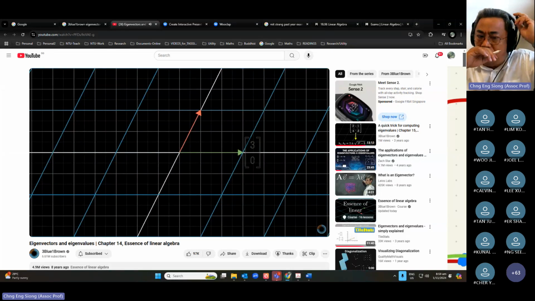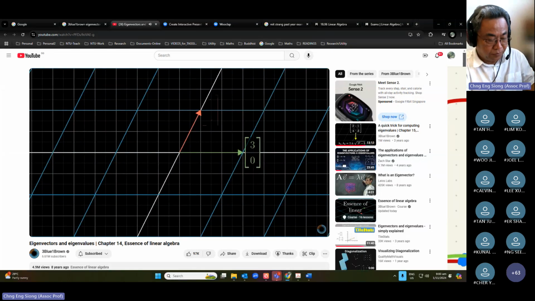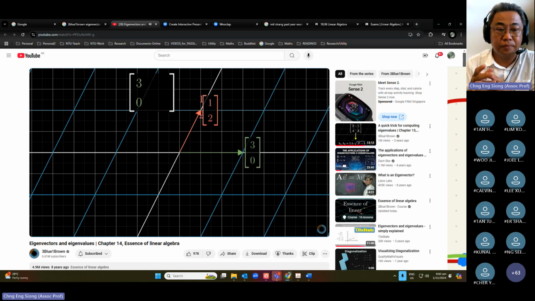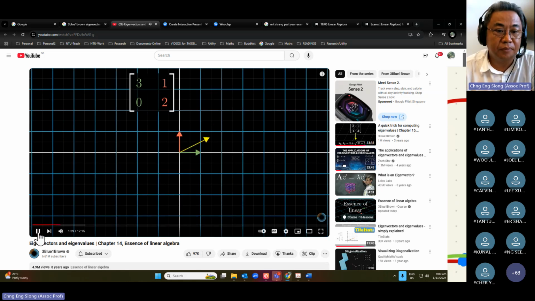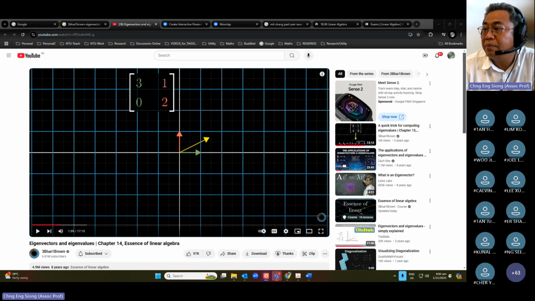It moves the basis vector i-hat to the coordinates (3, 0), and j-hat to (1, 2). So it's represented with a matrix whose columns are (3, 0) and (1, 2). Focus in on what it does to one particular vector. All right, now he's going to take some random vector here. And guys, what do you think will happen? Okay, let's have a conversation. What do you think will happen?